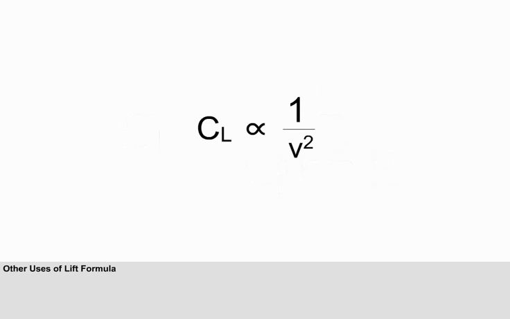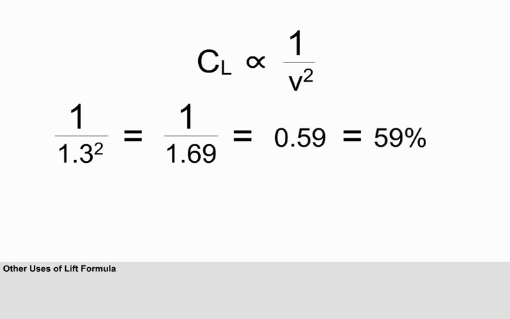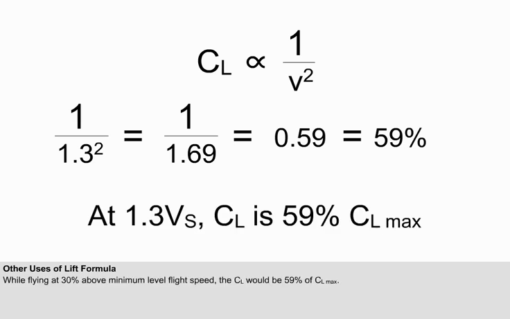CL is proportional to 1 over V squared. 30% above can be written as 1.3, so 1 over V squared becomes 1 over 1.3 squared. This equals 1 over 1.69, which is 0.59 or 59%. So, while flying at 30% above minimum level flight speed Vs, the CL will be 59% of CL max.